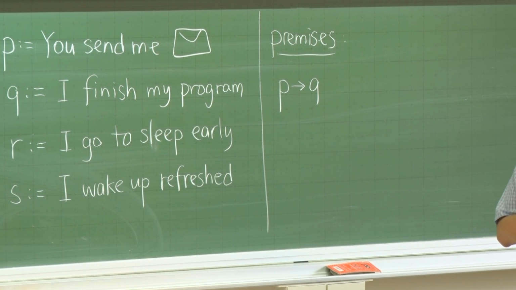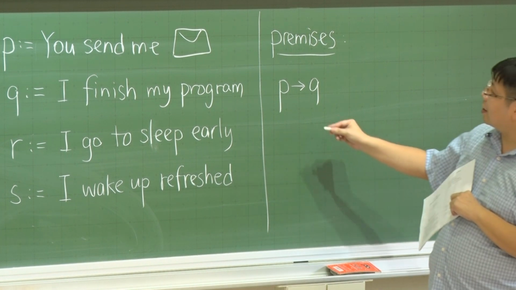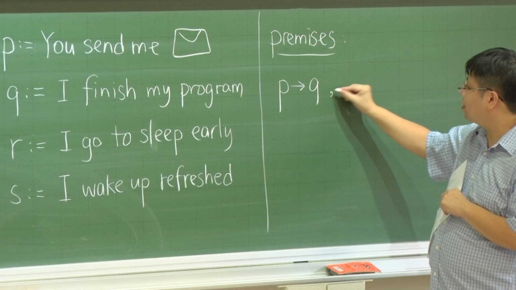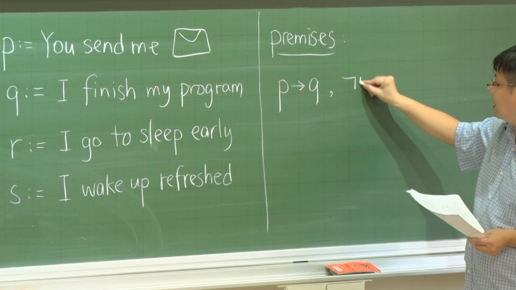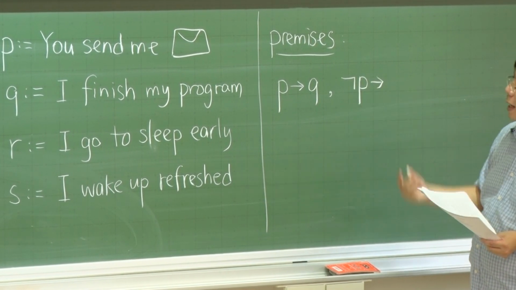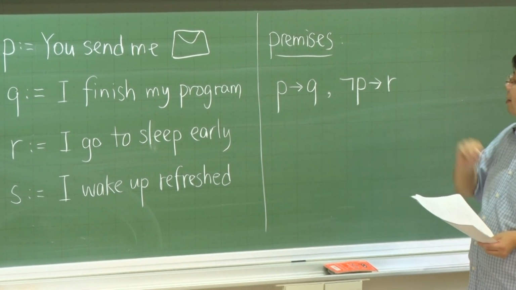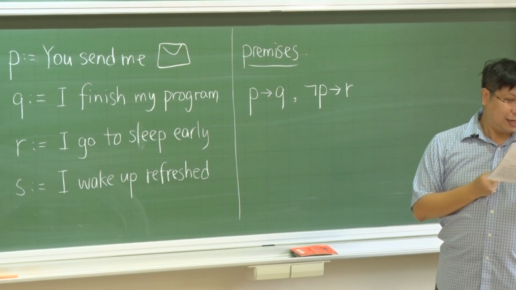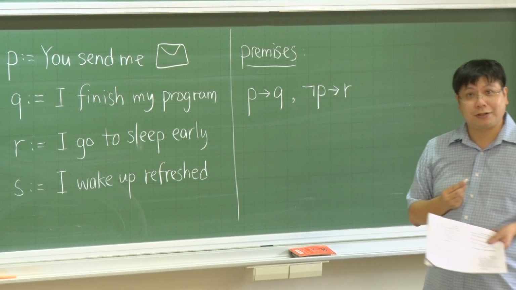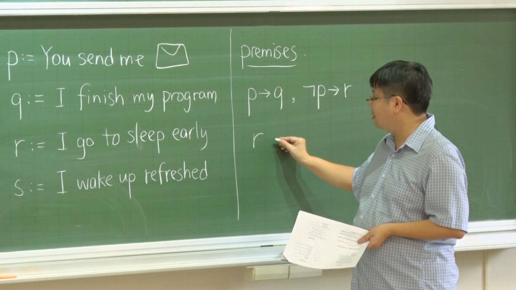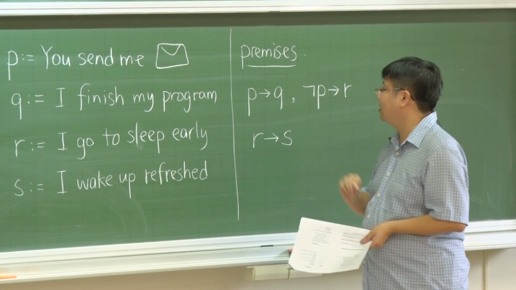The next one is natural. If you do not send me an email, I will go to sleep early. Yeah, this is natural, right? If I don't receive anything special, I will go to sleep early. So the next premise, if you do not send me an email, so it is not P, then I will go to bed early, R. Is that okay? And then the next one is, if I go to bed early, then I will wake up refreshed. So I will have R implies S.